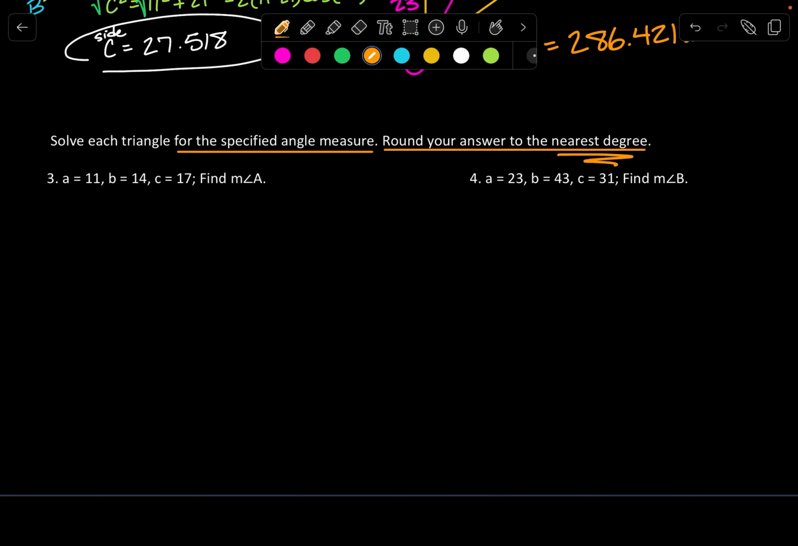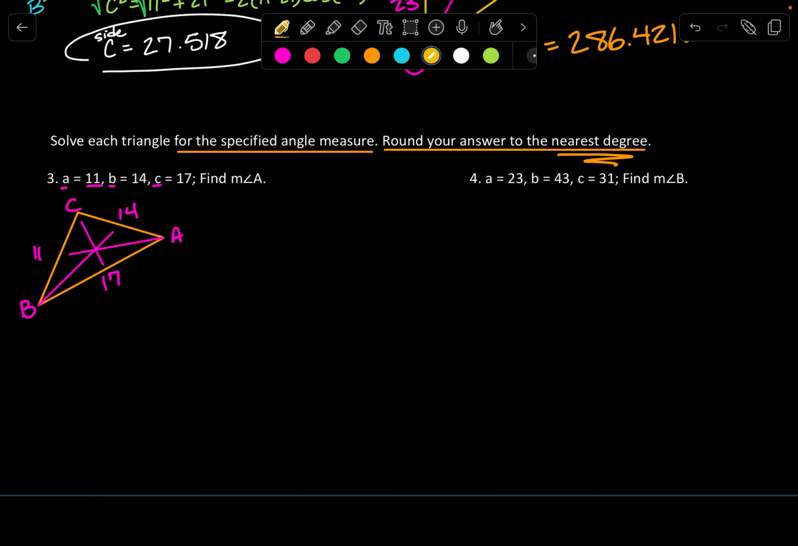All right, so for this first one, we are going to sketch out our triangle. And we can see here that we have a little a, little b, little c. That means our angles are going to be A, B, C. The shortest side A is going to be across from angle A. It's 11. Next, we got B across from B. It's 14. And we have C across from C, it's 17.